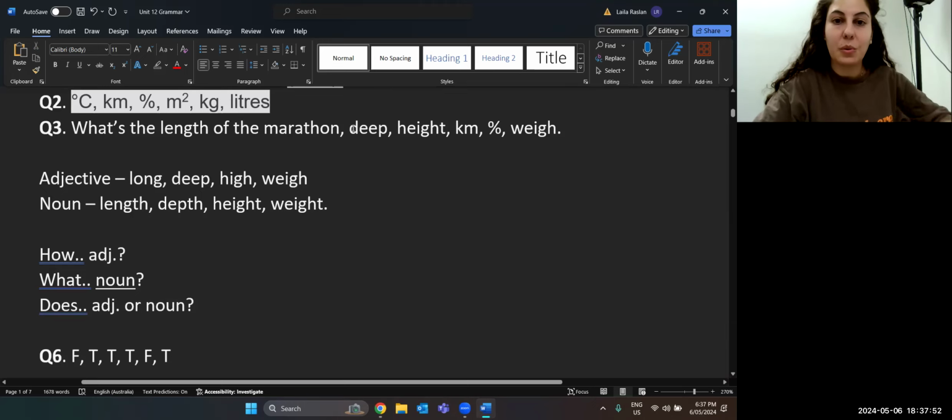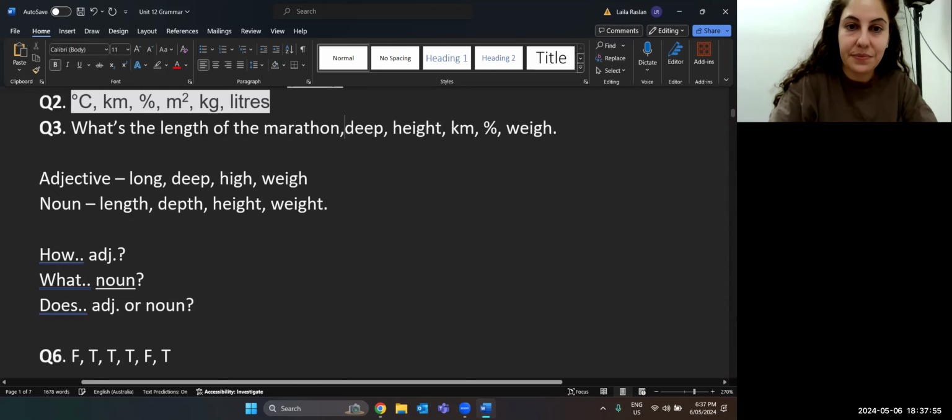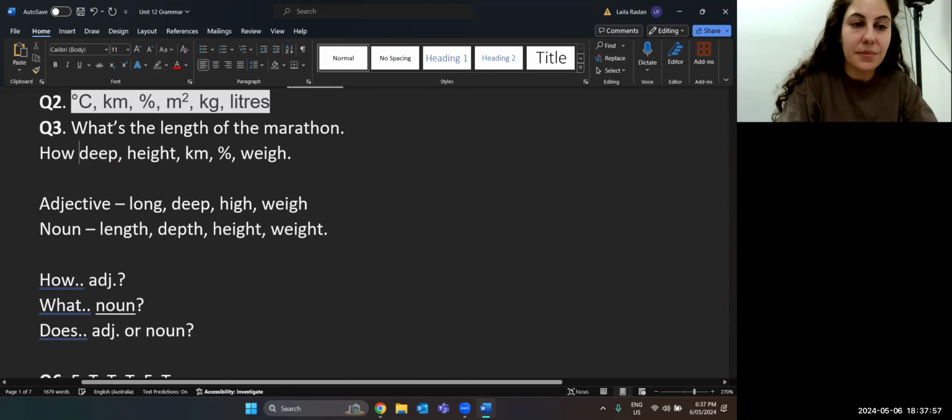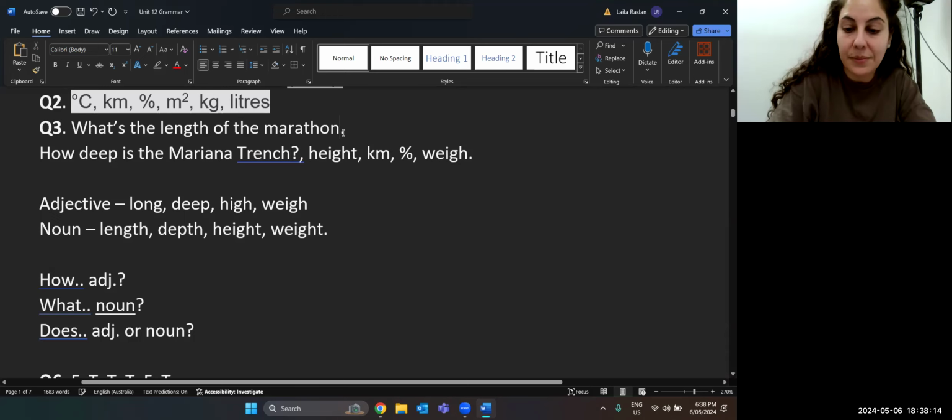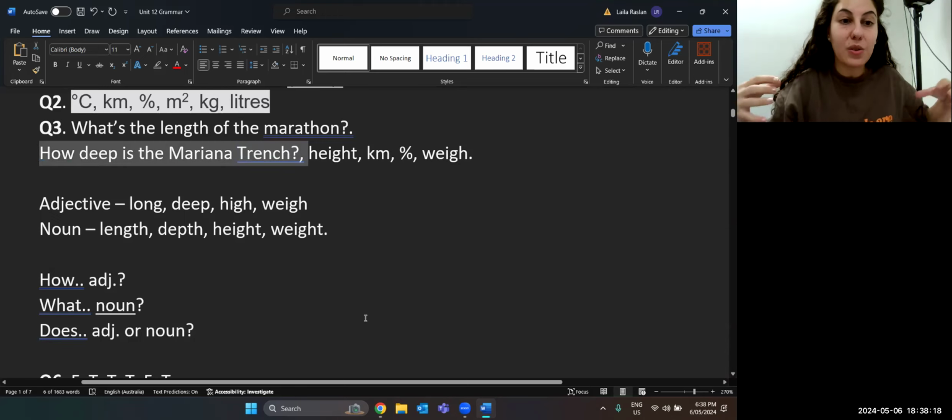How, what would I say for question 2? How deep? Because with the how, I've got to use an adjective. So how deep is the Mariana Trench? So these are questions. Make sure you put question marks. So you could see a how question. How deep, again, is the swimming pool? How deep is the ocean? How deep is something?